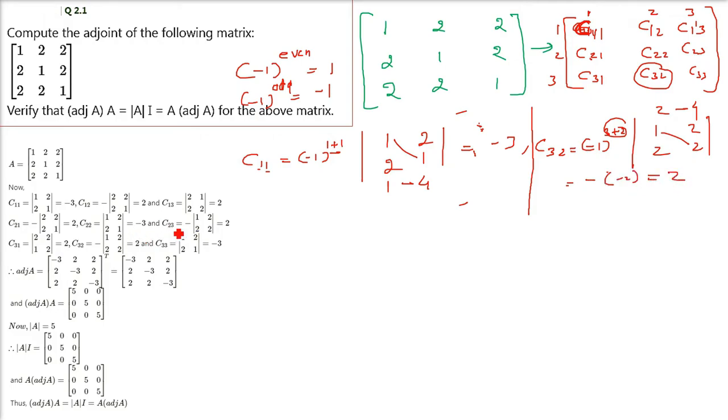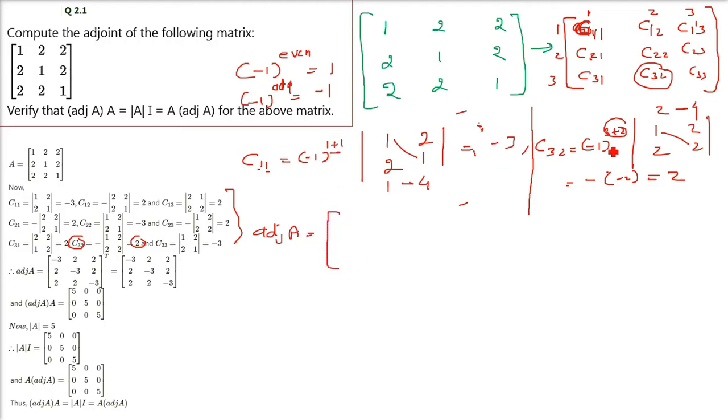So you have to do it for each and every element, right? I have given you an idea for 2 elements, C11 and C32, but you have to find out the remaining 7 more, 9 values will come. Now I hope you will be able to do it.